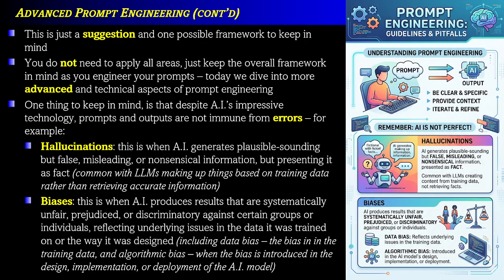The other big thing is biases. This is when the AI produces results that are systematically unfair. They're prejudiced, they're discriminatory against certain groups or individuals. This reflects the underlying training data that it was trained on or the way the AI model was designed. So this can include data bias, the bias in the training data, or algorithmic bias, when the bias is introduced during the design, the implementation, or the deployment of that AI model.